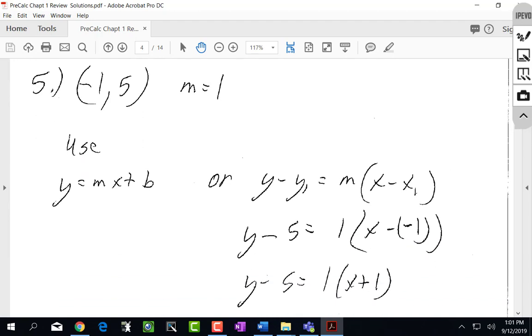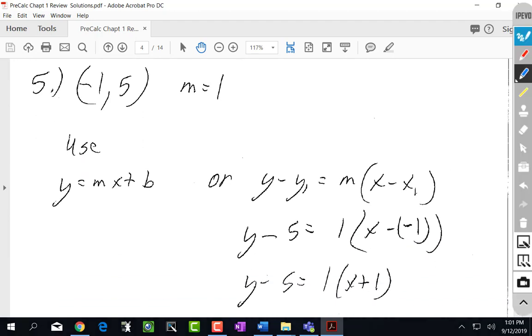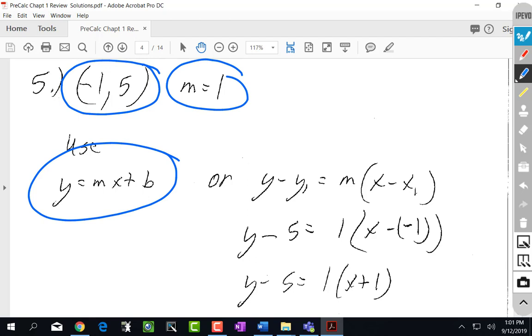On number 5, the directions say find the slope-intercept form of the equation of the line that passes through the given point and has the indicated slope. So here's negative 1 and 5. Here's my slope of 1. I can use y equals mx plus b, or I can use y minus y sub 1 equals m times x minus x sub 1.